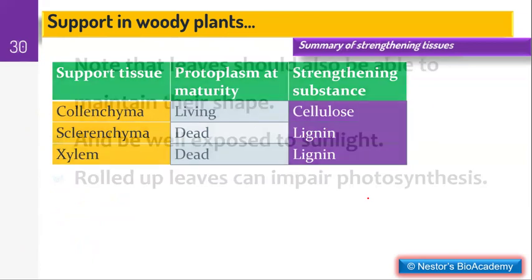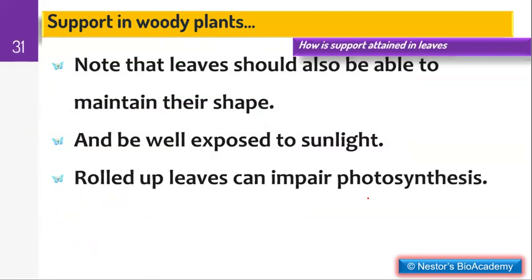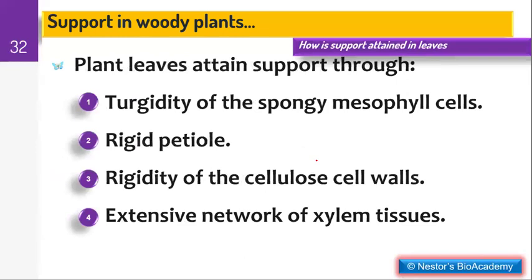While we are talking about support in herbaceous plants and support in woody plants, you should also note that even the leaves themselves need to be able to maintain their shape and be well exposed to sunlight. Leaves which are rolled up can significantly impair the process of photosynthesis. So we always expect leaves to be held in a flat manner and well exposed to sunlight. We can also ask you to state the various ways through which leaves attain support, and take note that leaves always attain support through turgidity of the spongy mesophyll cells.